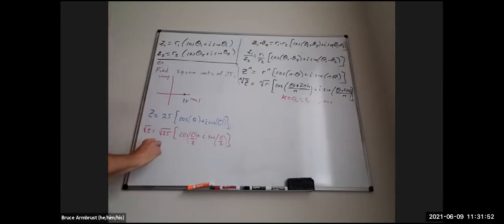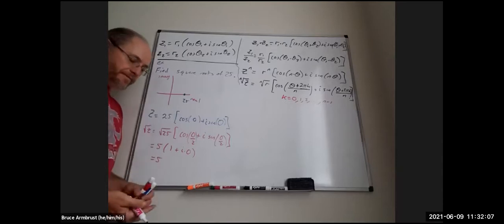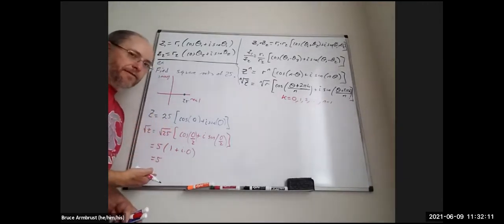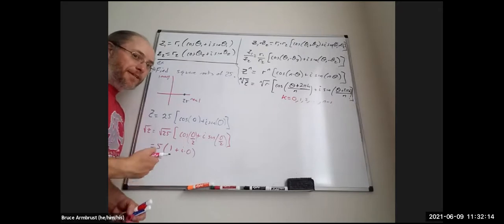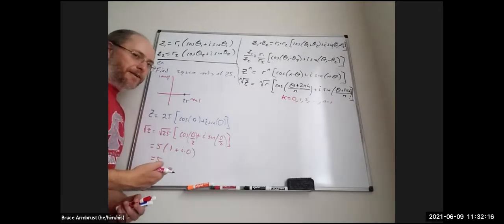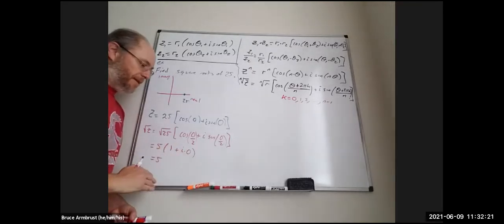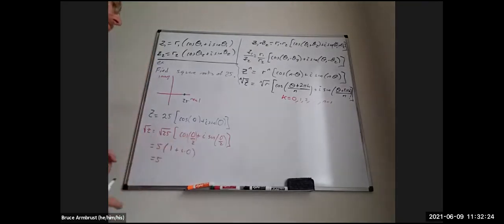All right, well, let's see what that gives us. Square root of 25 is 5. Cosine of 0, of course, is 1. Sine of 0 is 0. And that gives us 5. Yeah, I know. We already knew the square root of 25 is 5. But trust me, when we get to more complicated numbers, complex values, we're going to want to be able to do this process. So here was the first root, but there's another one.